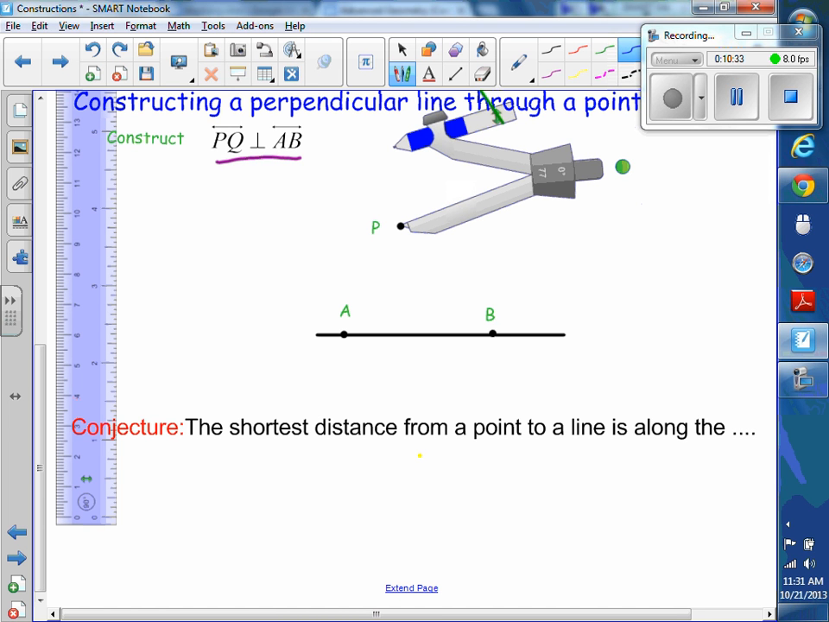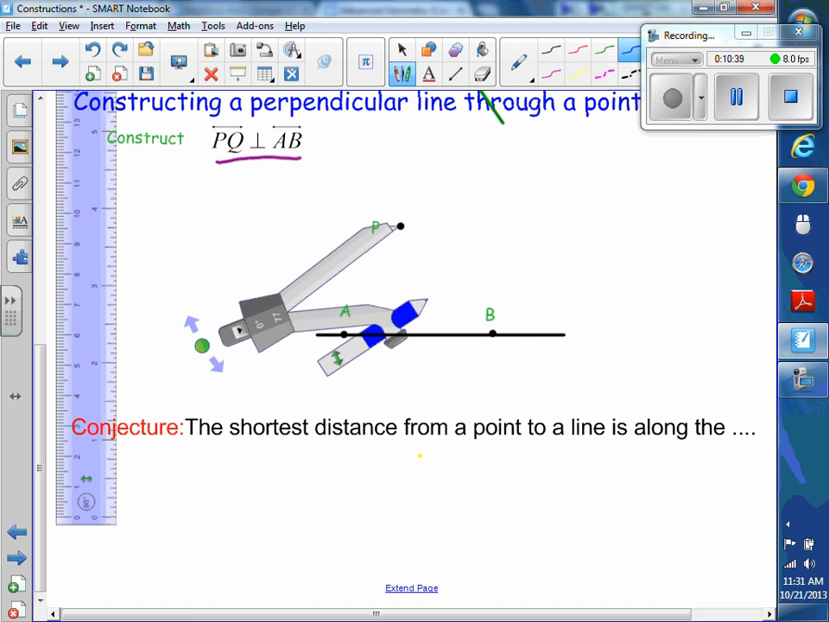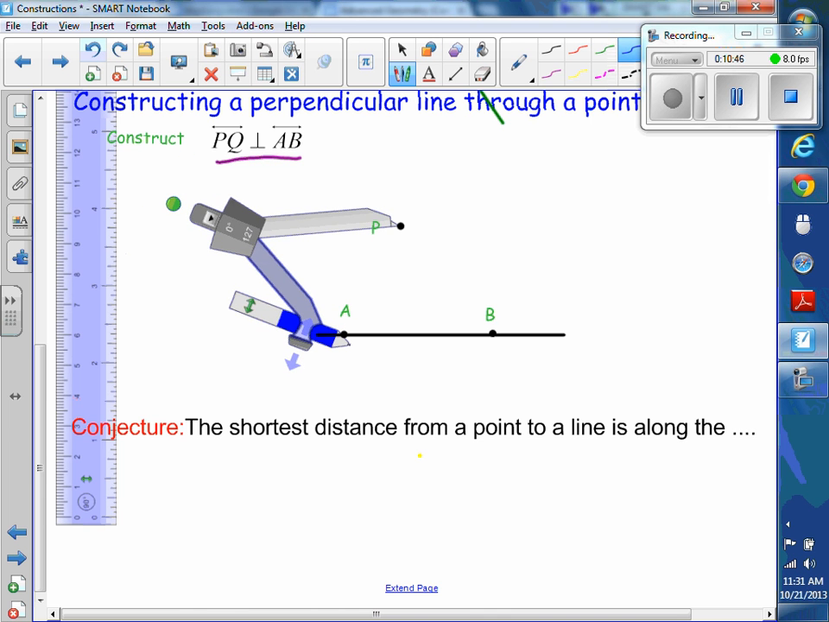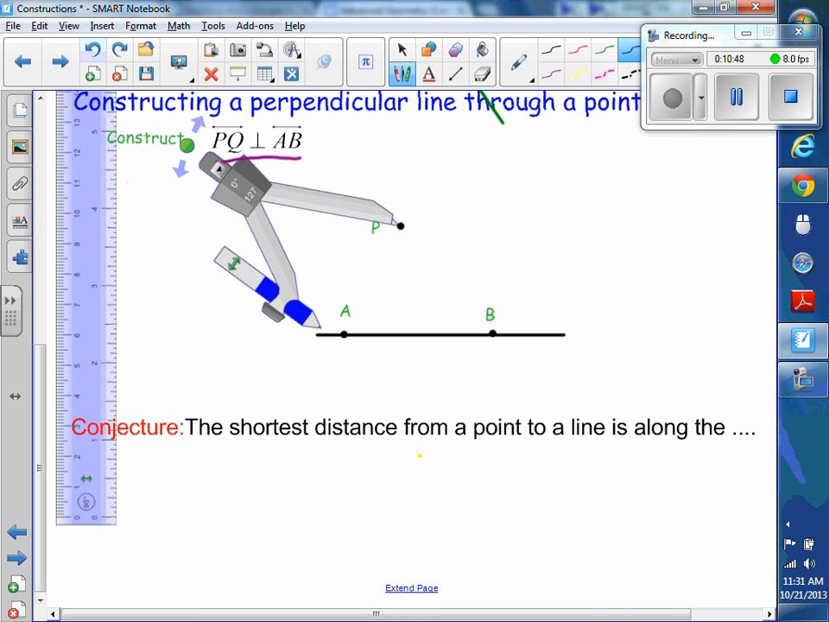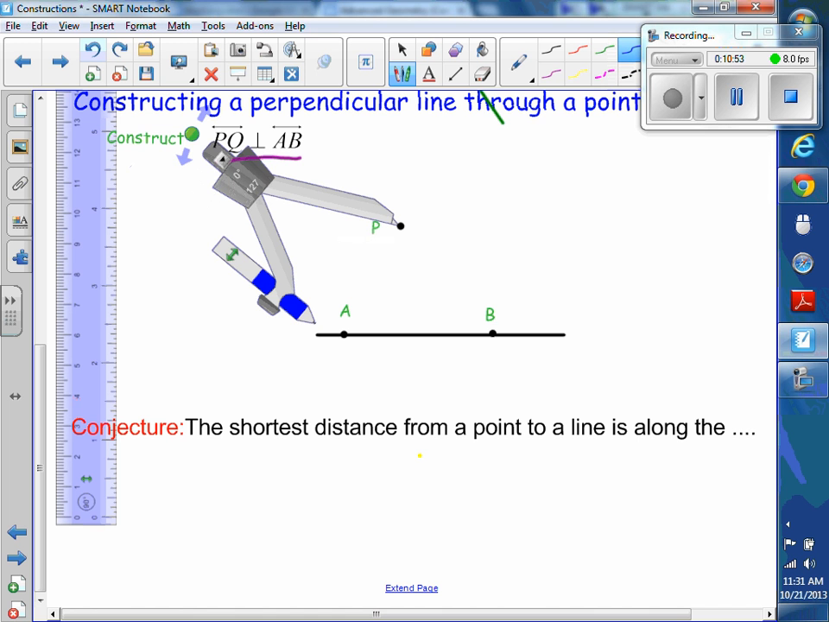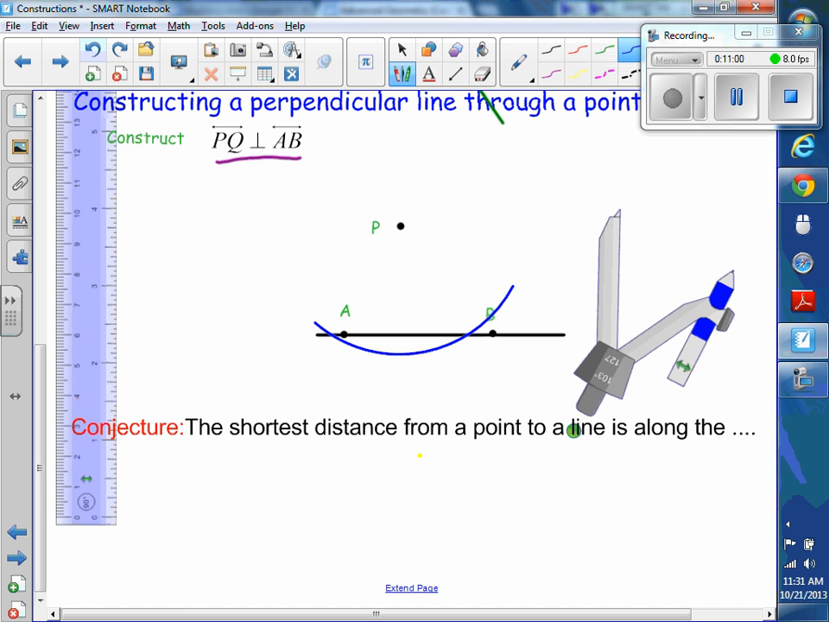The next thing is you're going to take your compass and open it so it falls below the line. It just has to fall below, so when I rotate it, it's going to hit the line twice. You get that? So when you do that, let's call these points X and Y again.